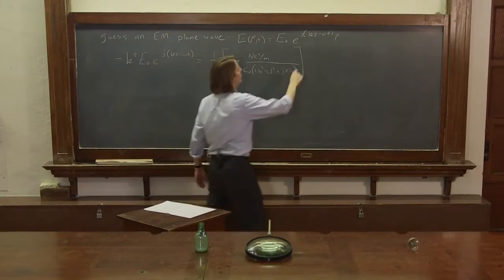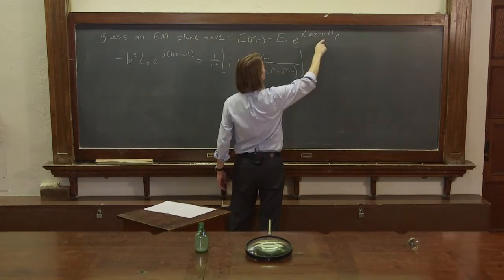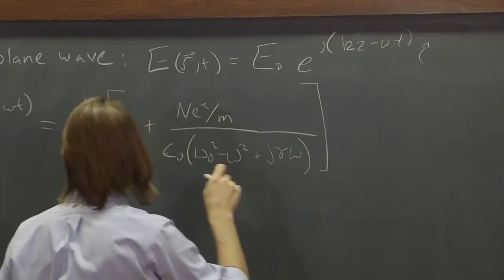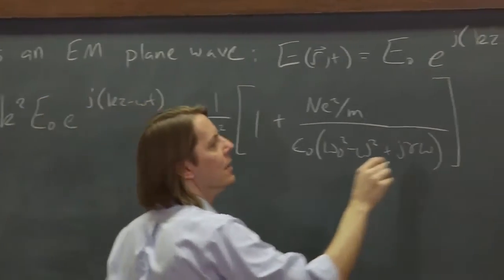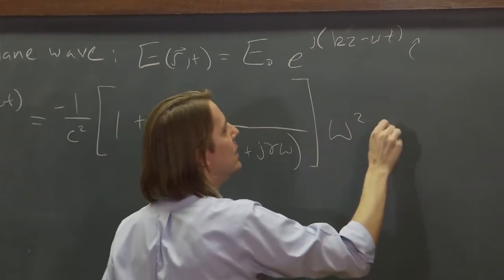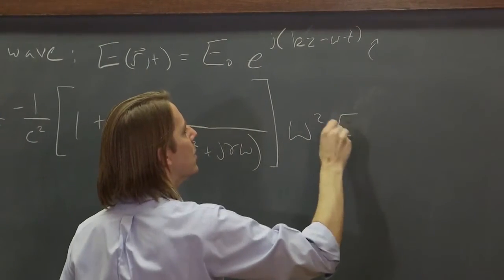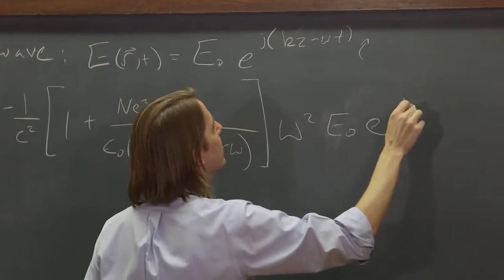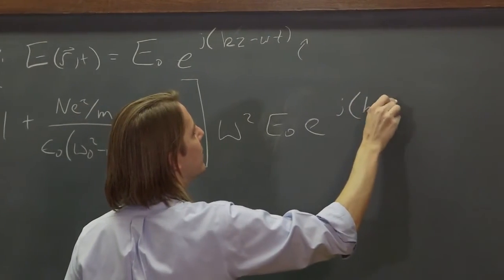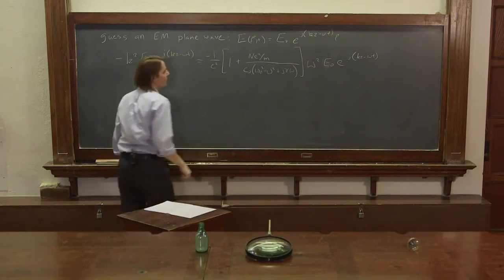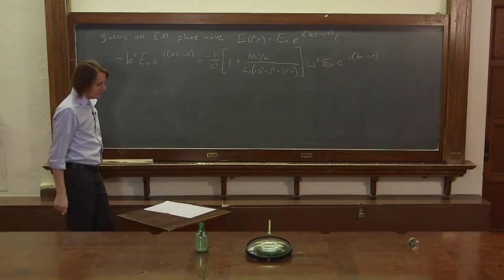So two time derivatives are going to bring out a negative jω. It's going to do it twice. So that's going to give you a negative ω squared E naught e^{j(kz - ωt)}. Okay, so that's what the wave equation tells us.